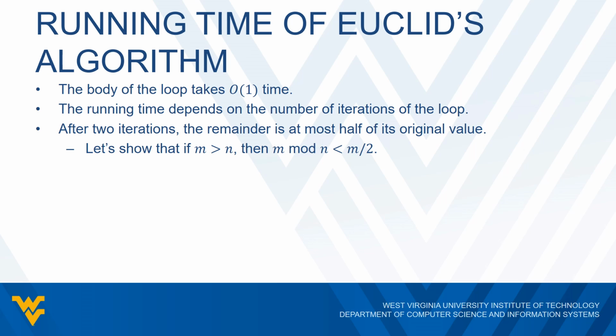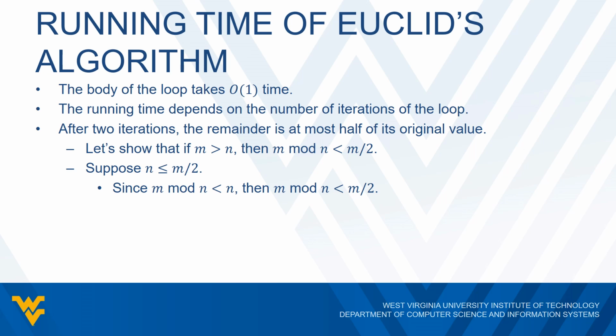So we want to show that if m is greater than n, then m mod n, or the remainder of m divided by n, is less than m over 2. If we can show this, then we can figure out the number of iterations of our while loop. Now we have two cases to consider here, and it depends on the value of n. So let's just suppose that n is less than or equal to m over 2. Now this one's pretty easy to show because we know that m mod n has to be less than n. It has to be a value that's between 0 and n minus 1. But we're assuming that n is less than or equal to m over 2. So if m mod n is less than n, and n is less than or equal to m over 2, then m mod n must be strictly less than m over 2. So that part is fine.